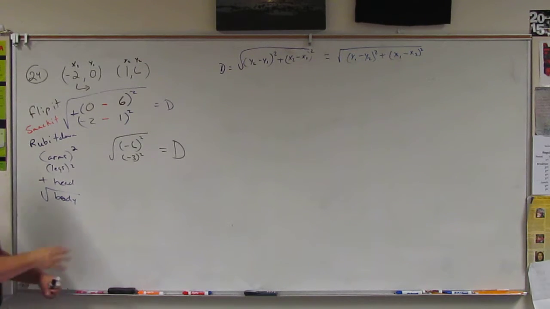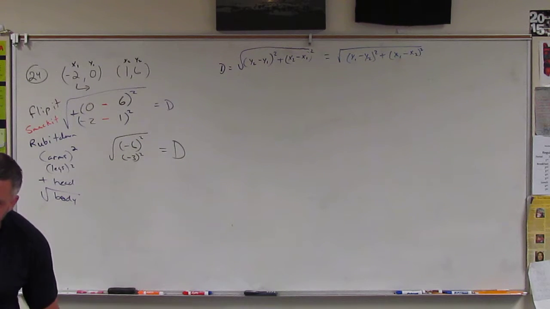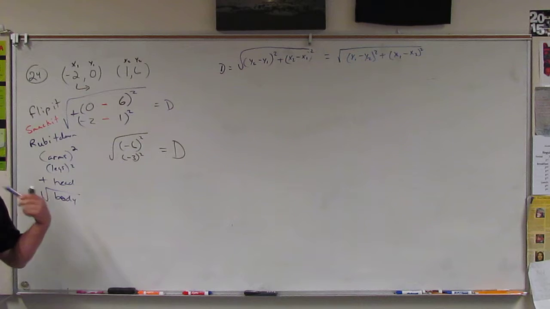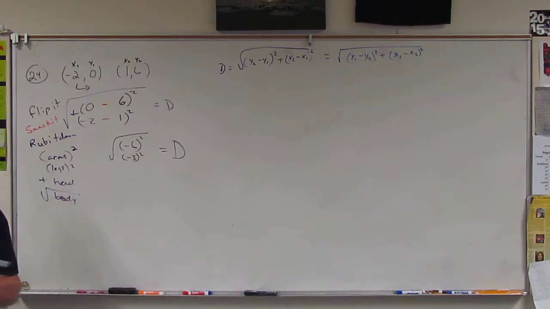And what you have to remember is when you have a negative 6 squared, that's negative 6 times negative 6, that's 36. That's a positive. So it's always going to be positive. Distance is a positive. It's always positive. Okay? We don't think of things as a negative distance.